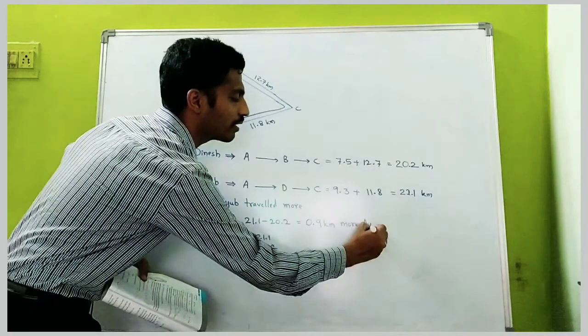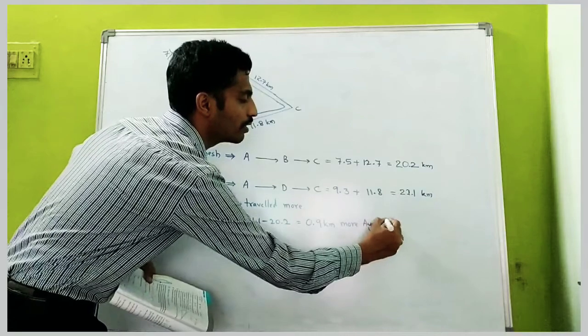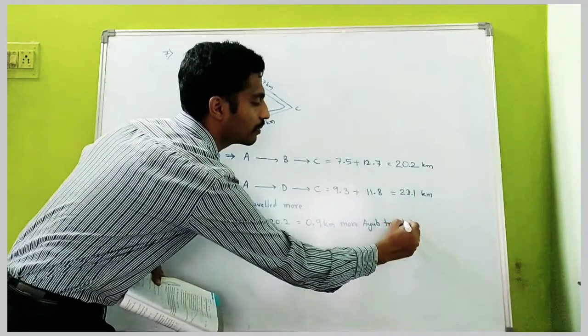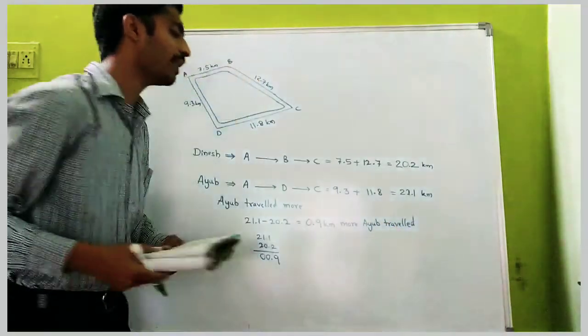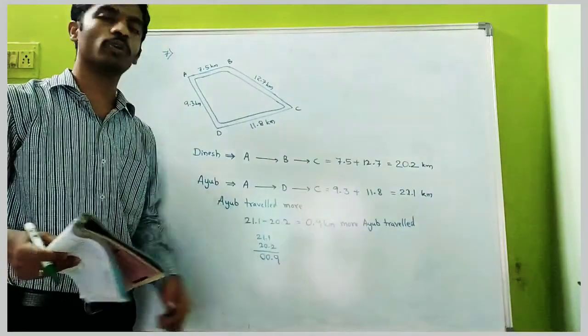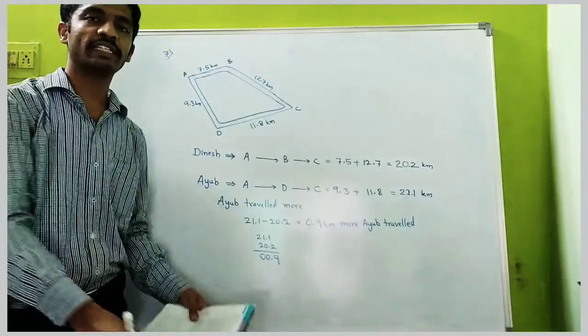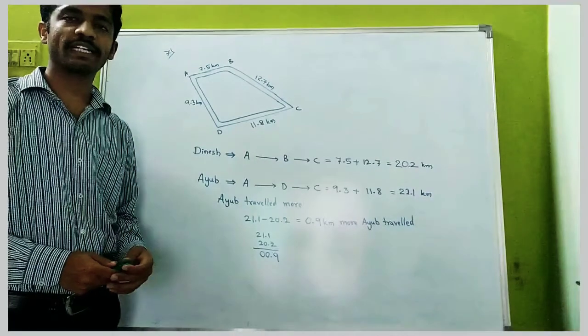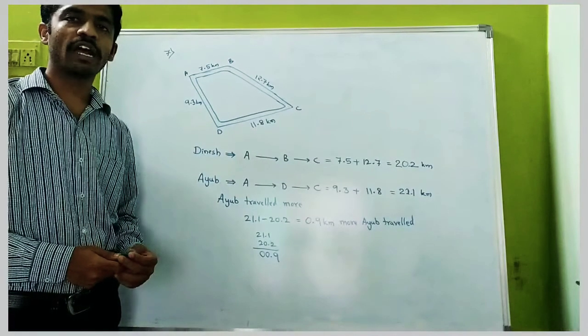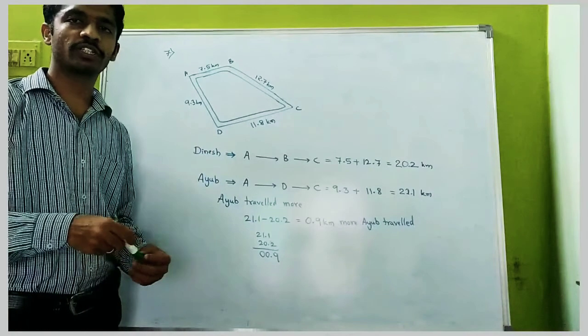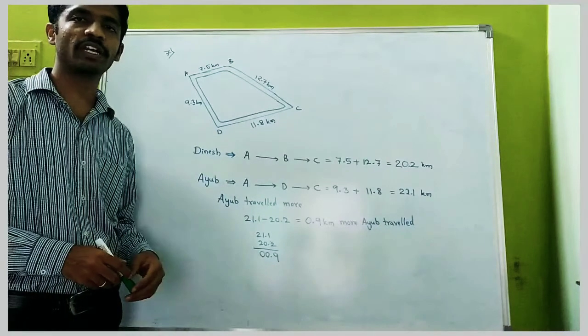Ayub traveled 0.9 kilometer more. So like this you have to write the answer. Another two problems are for your practice. Try to solve them yourself, and for cross checking just download the PDF which I gave in the description.